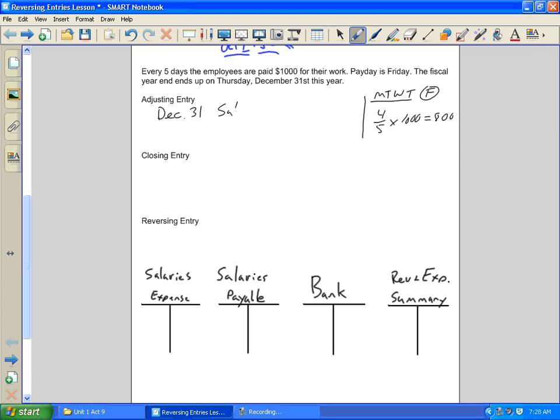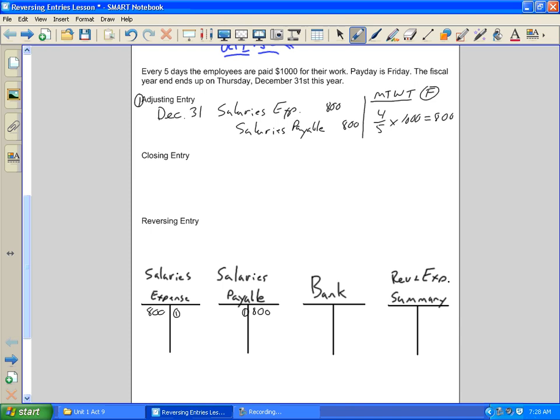I'm just going to go right ahead here and rush through this. This should be salaries expense, okay, and salaries payable, all right, for $800 for each one. Okay, that should make perfect sense to you. And I'm just going to reproduce that down below here as well as an $800 debit to salaries expense and an $800 credit to salaries payable.